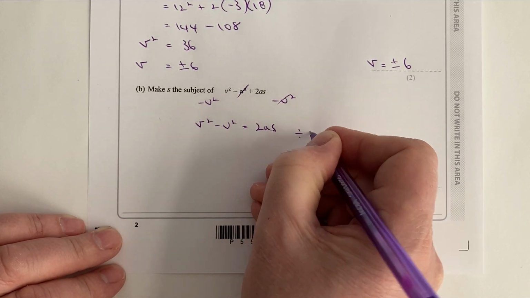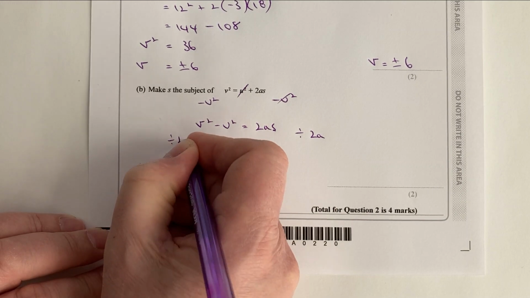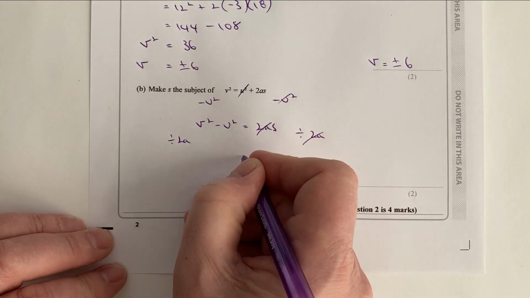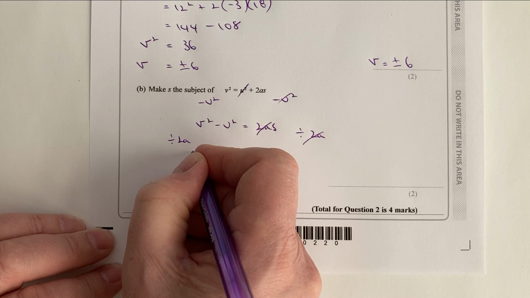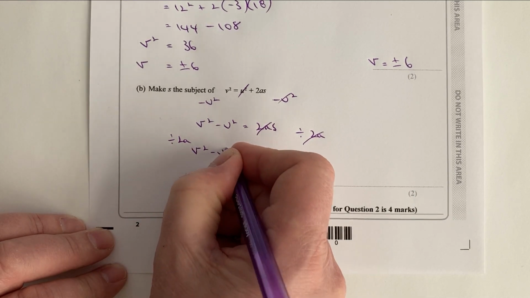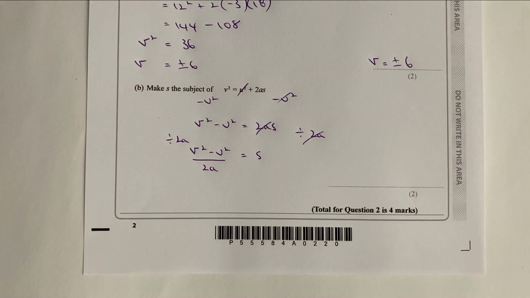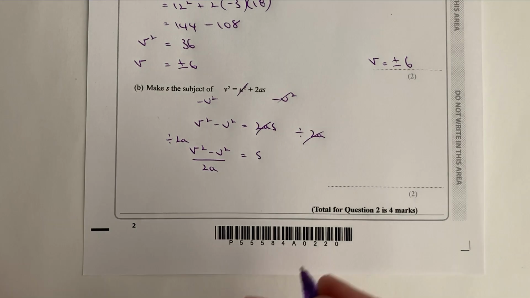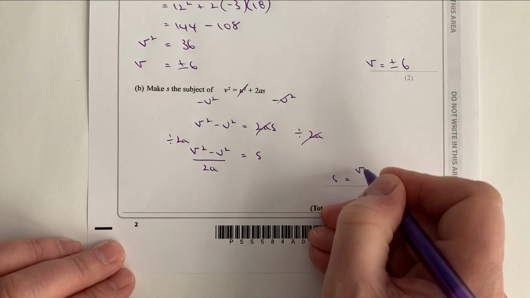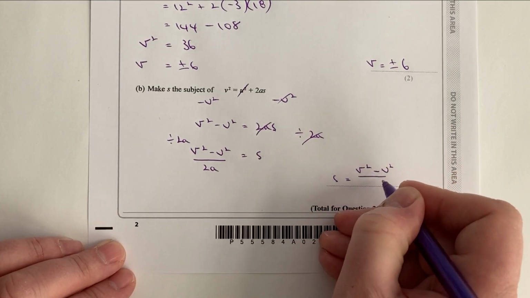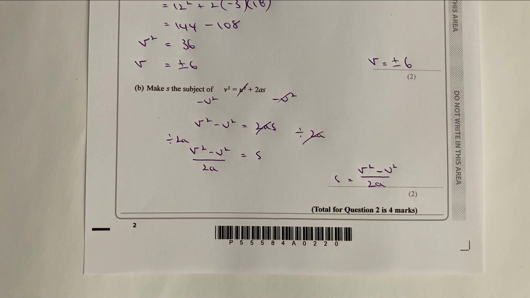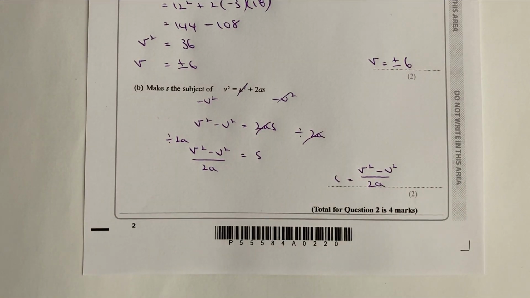I'm going to then divide by 2A both sides. Okay, that and that go. I get S on its own, which is exactly what I want, and I've got V squared minus U squared divided by 2A. Now remember, it's the whole thing divided by 2A, so you need to write that as a fraction. When you're putting your answer down, if you prefer to put it reading left to right, so S equals V squared minus U squared over 2A, that's perfectly fine, no problems at all. Okay, hope that's all right.